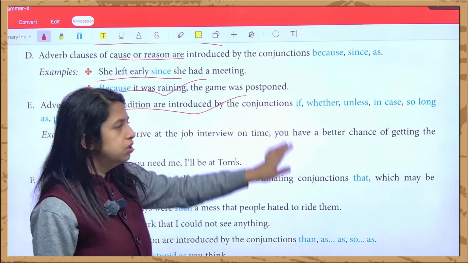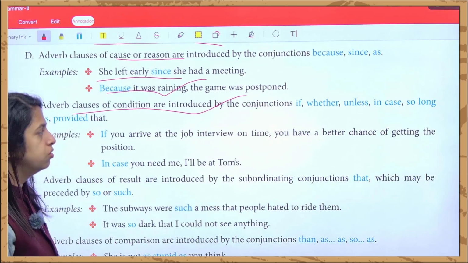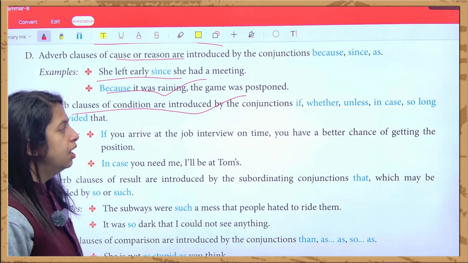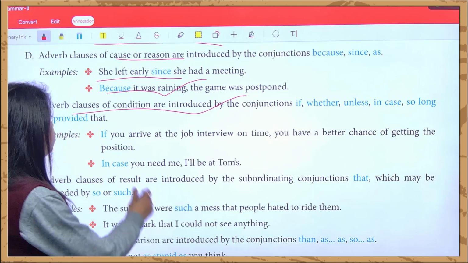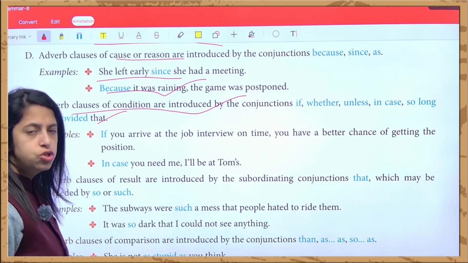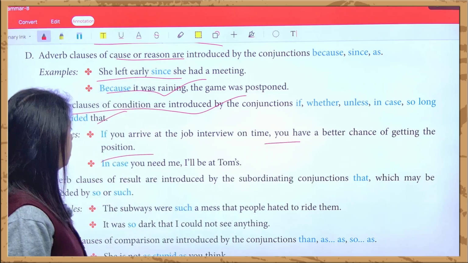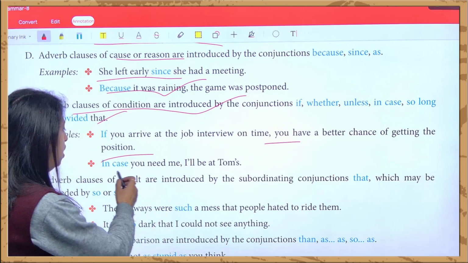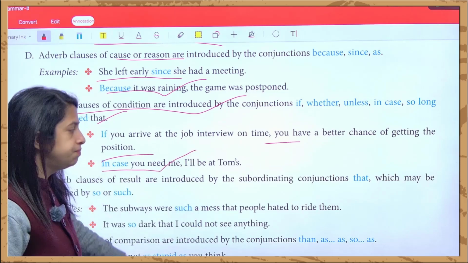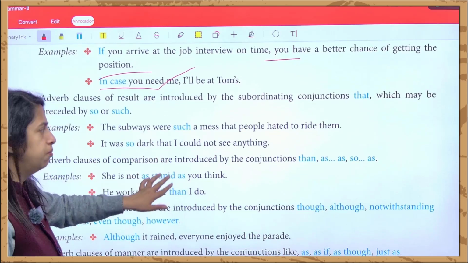Adverb clause of condition basically, वो conjunctions होते हैं जैसे whether, unless, in case, so long as, or you can say provided that. If you arrive at the job interview on time, then you will have a better chance of getting the selection, or you can say getting the position. In case you need me, I'll be at home. मैं वहाँ पे होऊंगा.